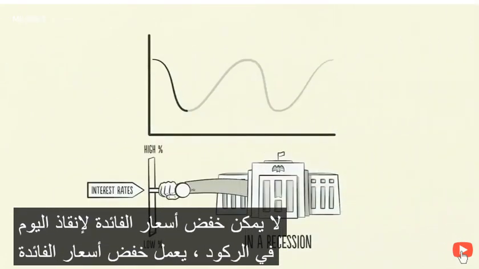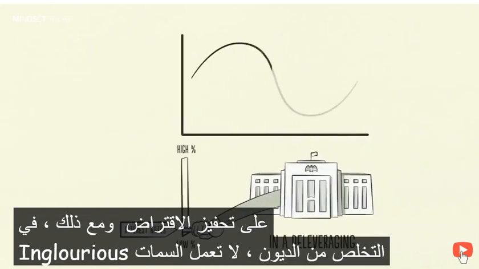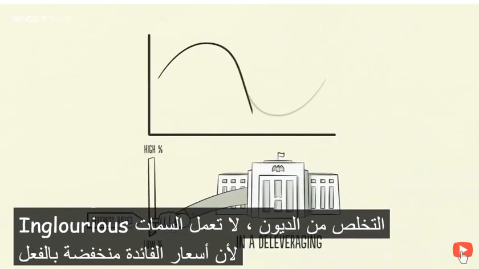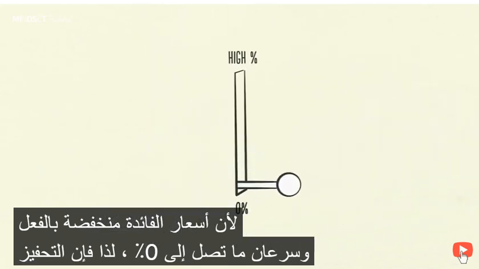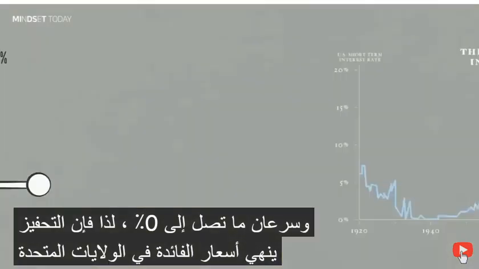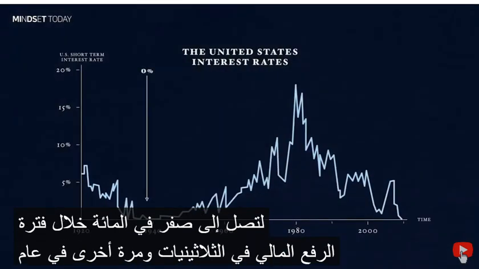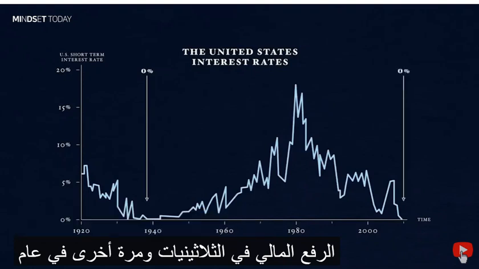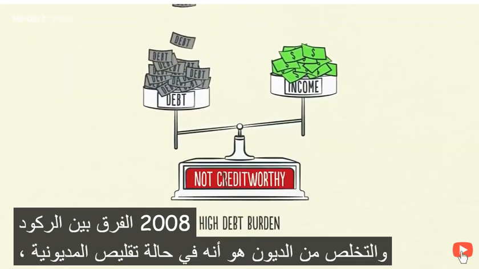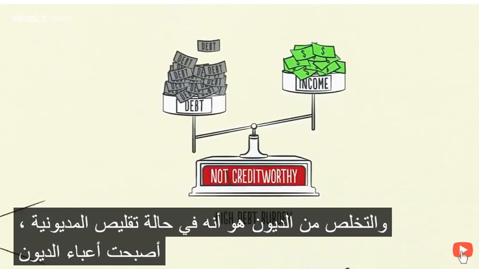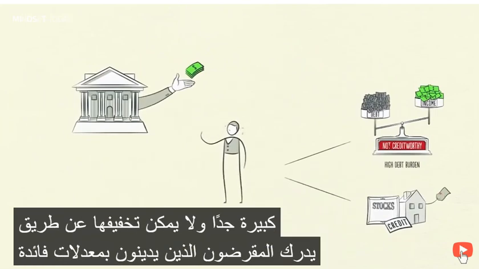In a recession, lowering interest rates works to stimulate borrowing. However, in a deleveraging, lowering interest rates doesn't work because interest rates are already low and soon hit 0%, so the stimulation ends. Interest rates in the United States hit 0% during the deleveraging of the 1930s and again in 2008. The difference between a recession and a deleveraging is that in a deleveraging, borrowers' debt burdens have simply gotten too big and can't be relieved by lowering interest rates.